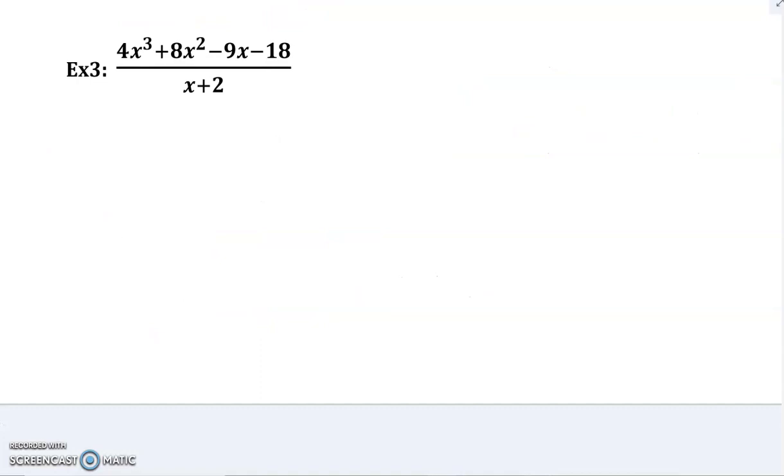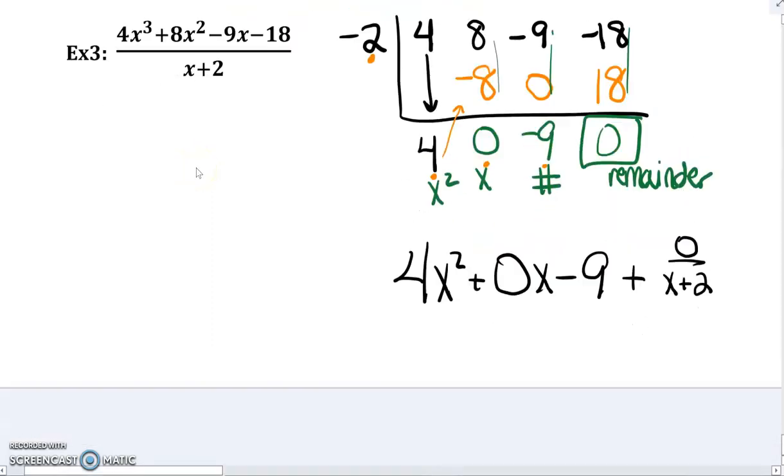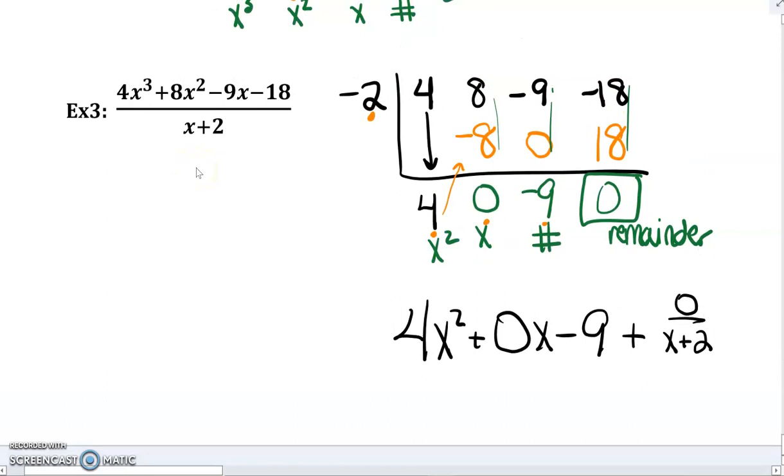Try example 3 on your own. First, check for missing terms. Are there any missing terms? No? So set up synthetic division and try this one on your own. So when we set up synthetic division on this one, drop the 4 down. Negative 2 times 4 is negative 8. That adds to 0. It is okay to get a 0 down here at the bottom. Negative 2 times 0 is 0.